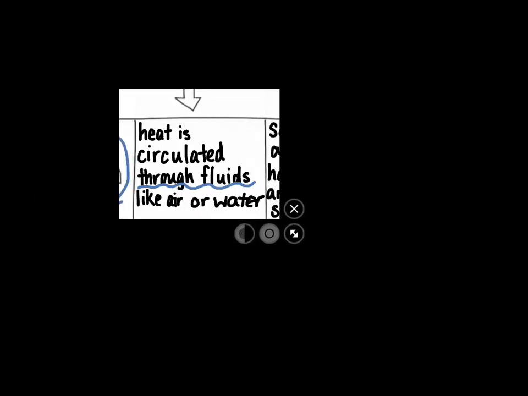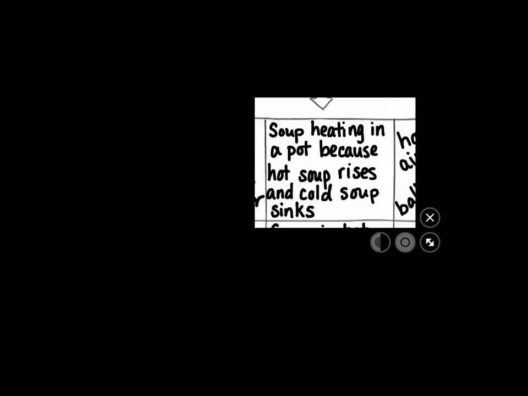Heat is circulated through fluids like air or water. Yes, in this case, air is a fluid. I know, sounds weird. For example, soup heating up in a pot. Hot soup is going to rise and the cold soup is going to sink. That's how it heats up.